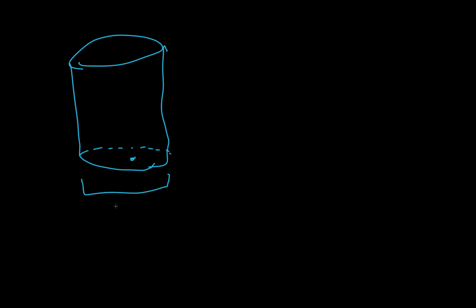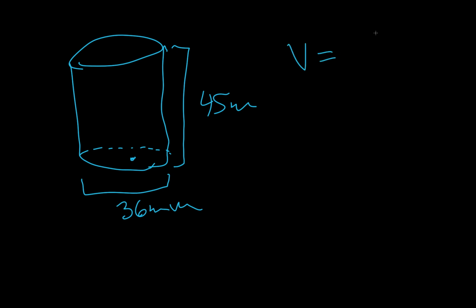So from here to here is 36 millimeters. From here to here is 45 millimeters. And the volume is the area of a cross-section times the length. So we're going to say pi r squared because that's the area of the circle, which is the bottom, or a cross-section, and then we multiply that by the height.